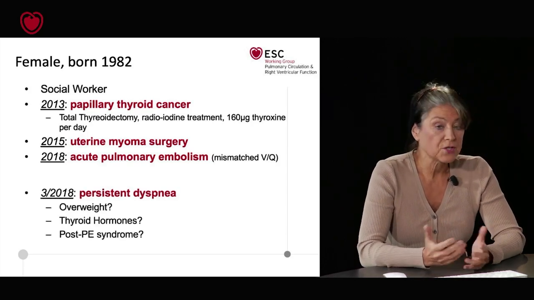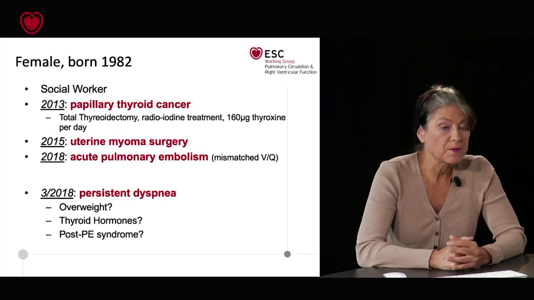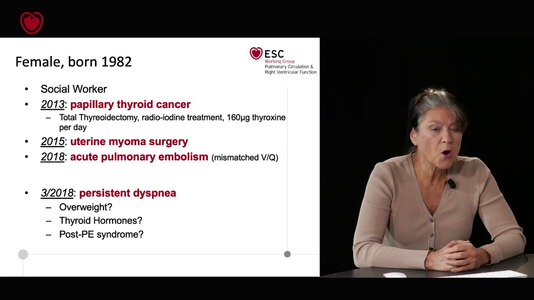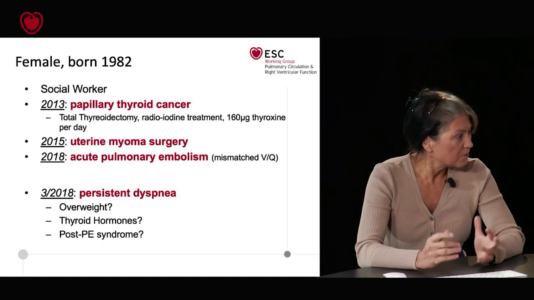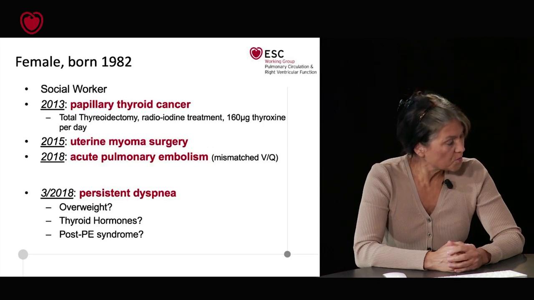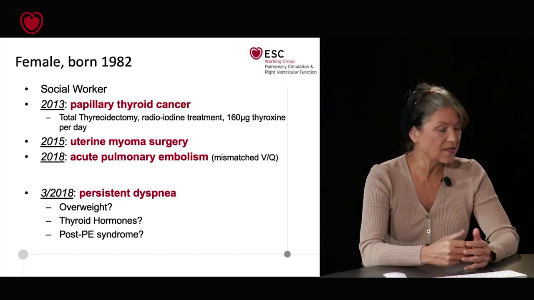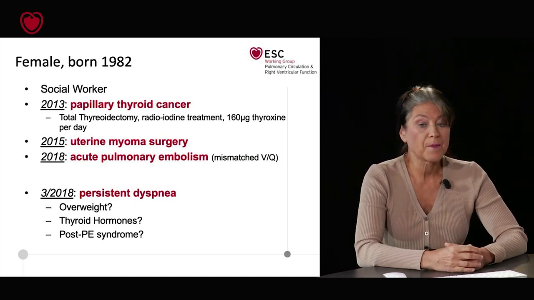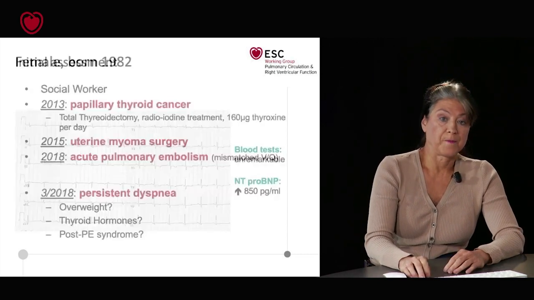A couple of months after she had been on oral anticoagulation, and I looked it up, it was rivaroxaban, she experienced increasing dyspnea, couldn't walk anymore. And the question was, as she was a bit overweight, was it that, or was it thyroid hormones? Did she suffer from post-PE syndrome, which is a composite of several disorders after PE? It's some psychological symptoms. It could be some persistent thrombosis. So this is the question here.